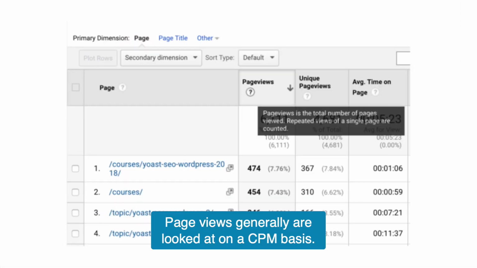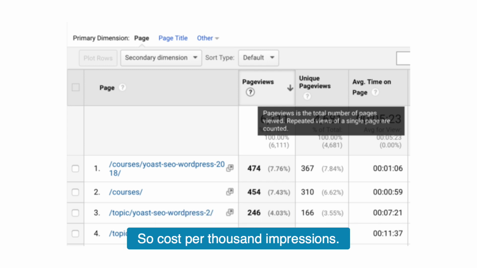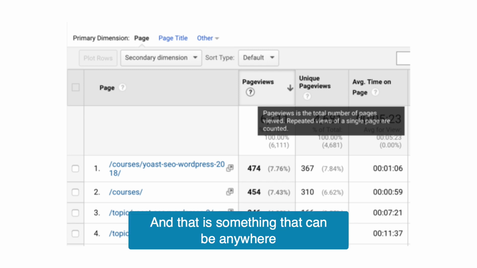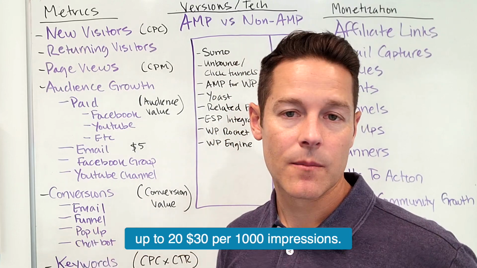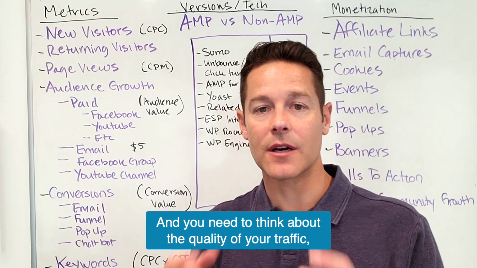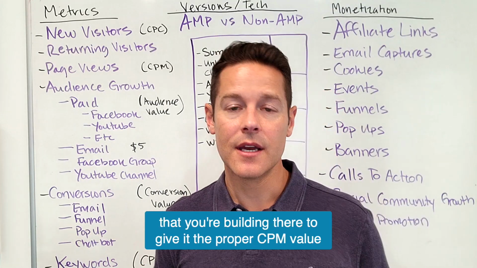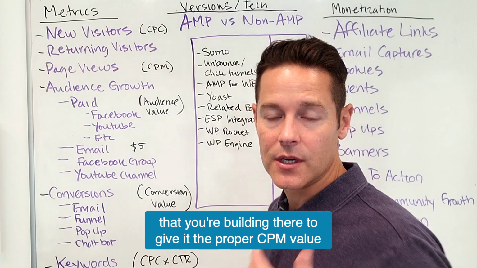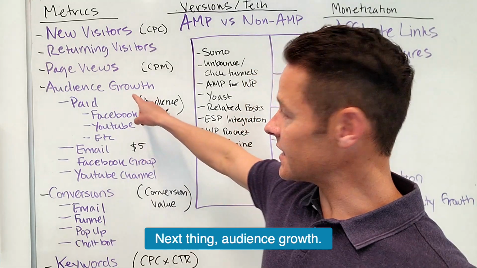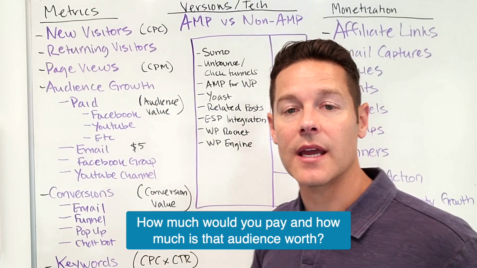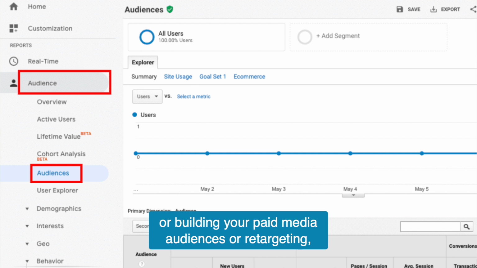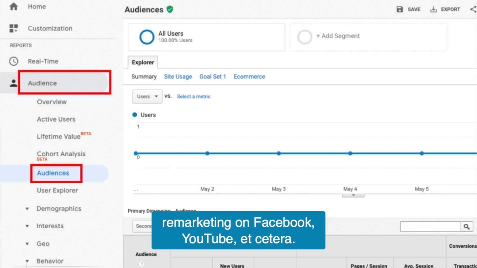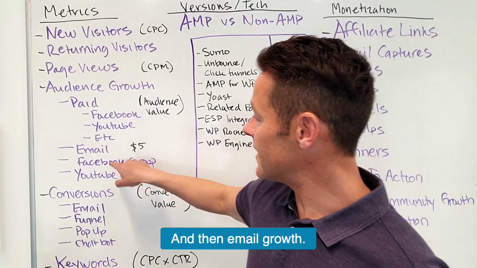Next thing, page views. Page views generally are looked at on a CPM basis, so cost per 1,000 impressions, and that is something that can be anywhere between a few dollars all the way up to $20, $30 per 1,000 impressions. And you need to think about the quality of your traffic that you're building there to give it the proper CPM value that your blog has for page views. Next thing, audience growth. How much would you pay and how much is that audience worth? You need to put a value on it for building your paid media audiences or retargeting, remarketing on Facebook, YouTube, etc.